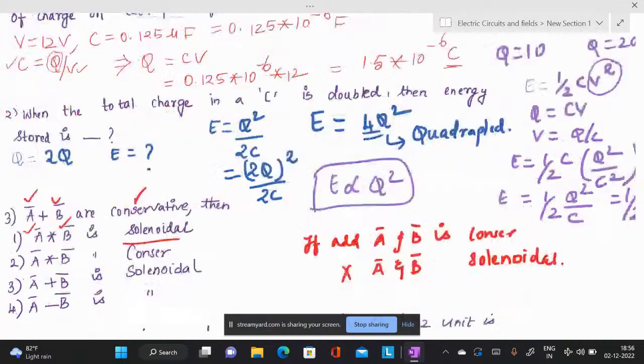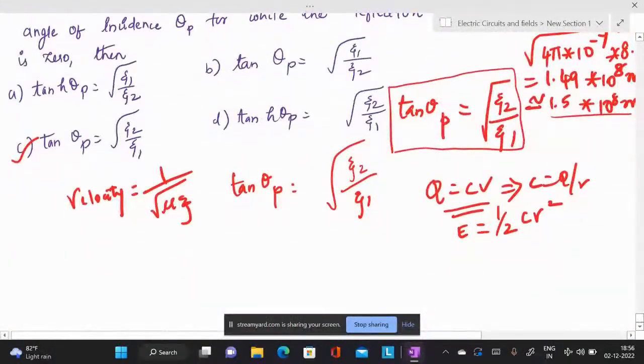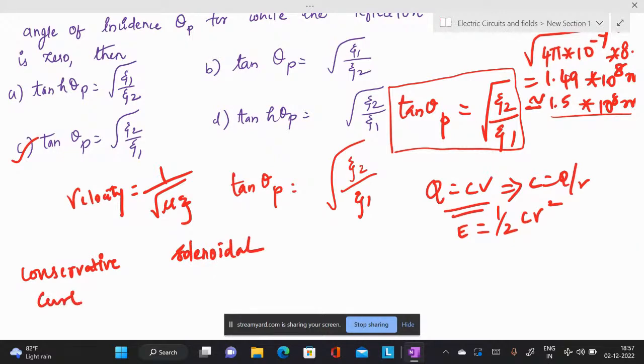Okay, is it clear? Any doubt? Then conservative and solenoidal, I told that concept, right? Conservative means curl, solenoidal means divergence. Curl means cross product, divergence means dot product.